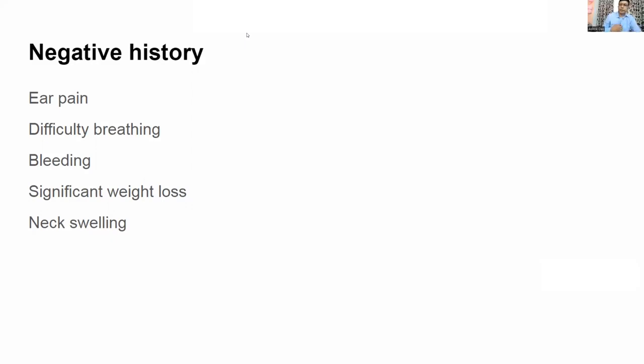Also, Ankit, just a point, like how you are putting the negative history. Difficulty in breathing in an oropharyngeal case is a very late presentation. Yes, the oropharynx is a very spacious site, so to give difficulty in breathing, the disease has to increase in size and be in a very advanced stage. So you could put it last in the list. Okay, go ahead. A very small thing. Okay, sir.